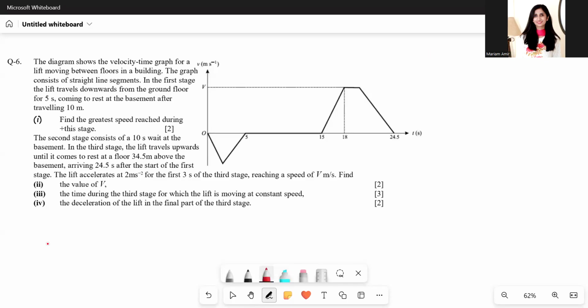Question number 6 of the worksheet on forces in motion. The diagram shows the velocity time graph for a lift moving between floors in a building. The diagram consists of a straight line segment.